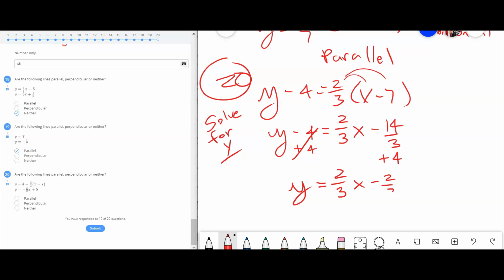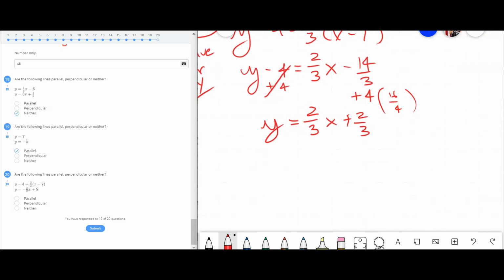So I end up with 4 is 16/4. So if you have -14/3 plus 16/4, then you get -2/3. Actually, you get +2/3. My bad. All right, so that's my first equation. What was my second equation? Y equals -3/2x plus 5.